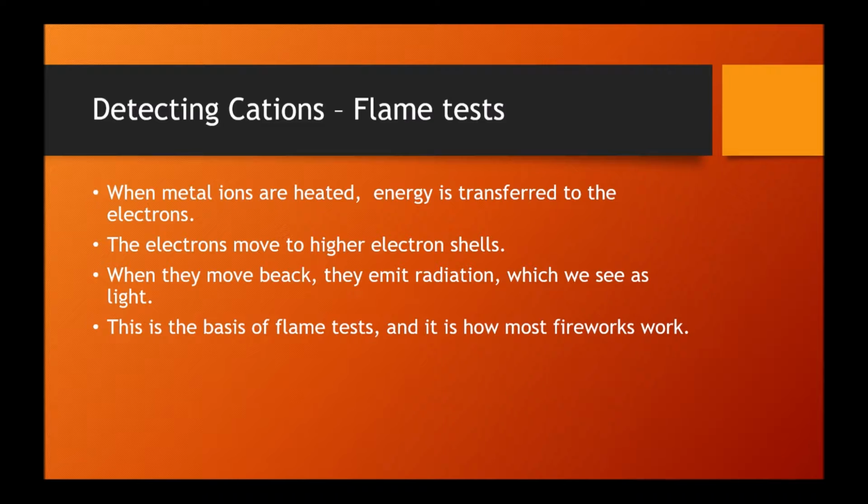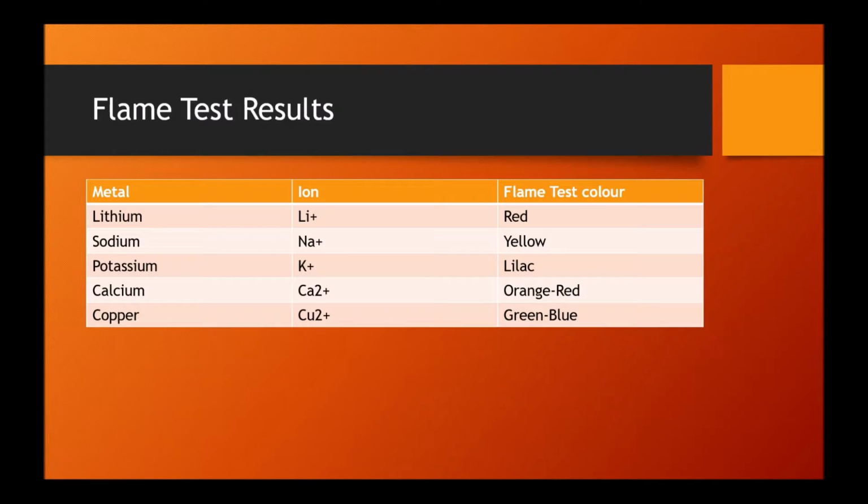So you heat up the metal, and then they release radiation, which we see as light in different colours. It's also how fireworks work and how they get so many different colours. So these are the results of the flame test. Generally, you don't need to know calcium because it's so similar to lithium, and if you're given red, it's always going to be lithium. But the rest are very important to know.